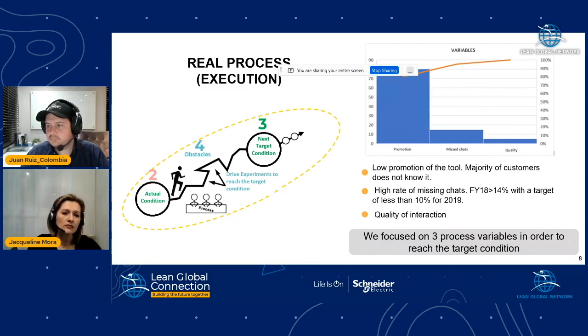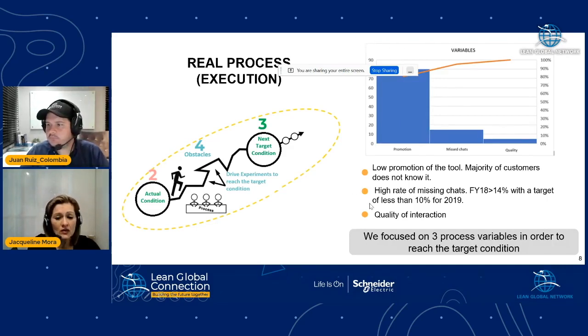So with Kata, fortunately, we have a clear roadmap. Thanks to this roadmap, we identified the first main causes in order to reach our target condition. Our first cause was related to low promotion of the tool, because at the beginning of the process, the majority of customers and commercial people didn't know about the chat tool and the benefits of chat in their lives as a commercial or customer.